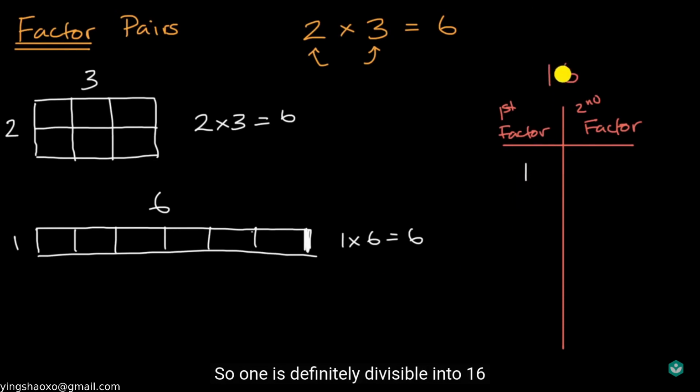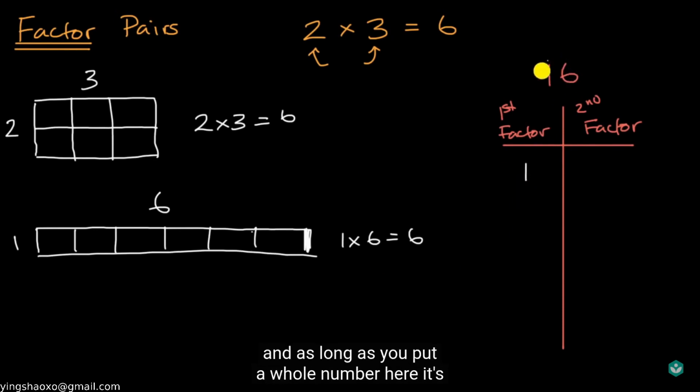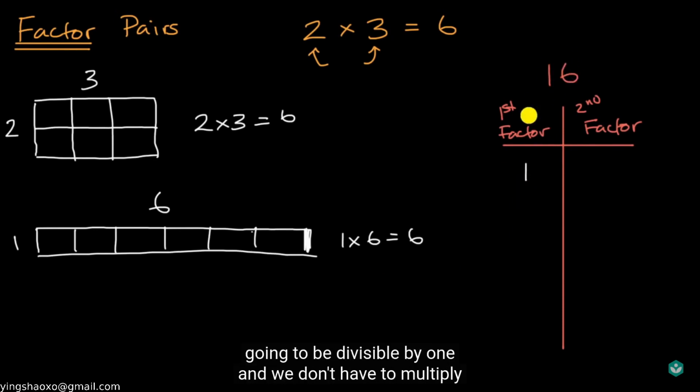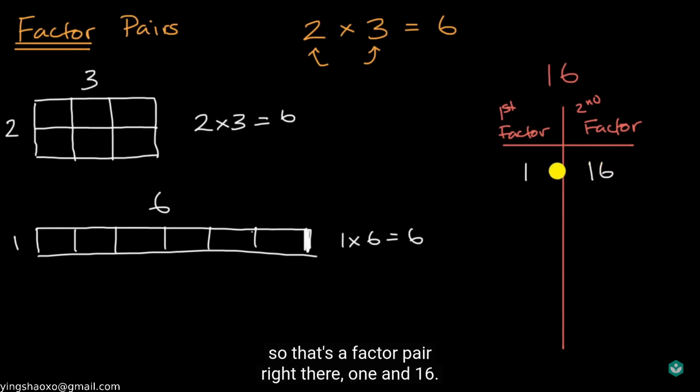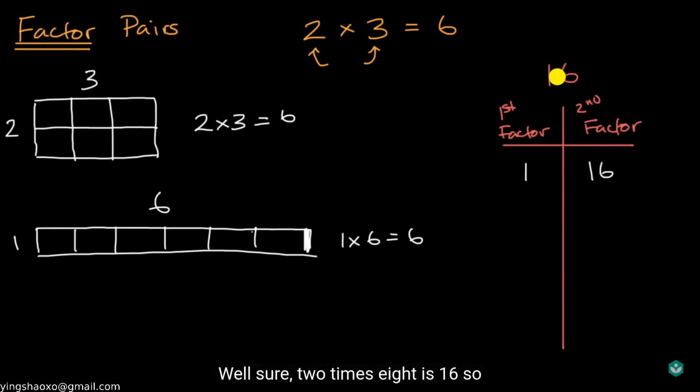So 1 is definitely divisible into 16. And as long as you put a whole number here, it's going to be divisible by 1. And what do I have to multiply by 1 to get to 16? We'll have to multiply it by 16. So that's a factor pair right there, 1 and 16. Now what about 2? Does 2 go into 16? Well, sure, 2 times 8 is 16. So that's another factor pair, 2 times 8. Found another factor.